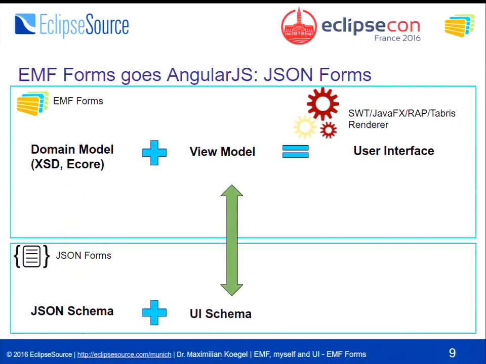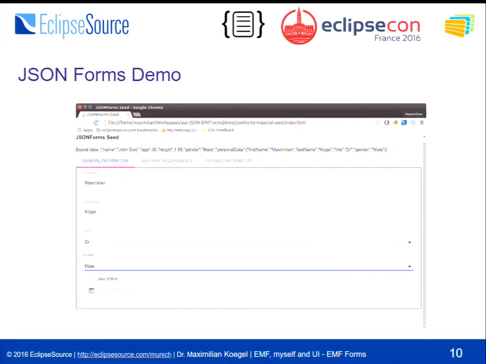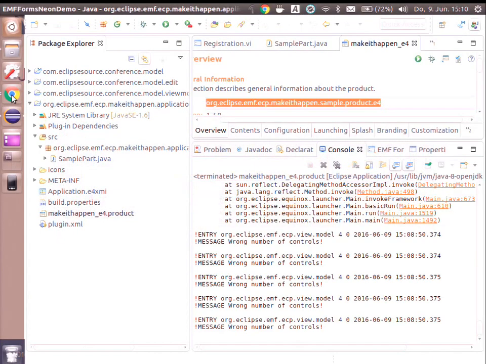The second thing is then, analogous to the JSON schema, we have a UI schema. This is the counterpart of the view model. And how that works in integration is we just have a JSON Forms exporter as part of the tooling of EMF Forms. This exporter will create the JSON schema and the UI schema for you. And thereby you can just get a web-based form with the AngularJS renderer. So I'm going to demo that now.